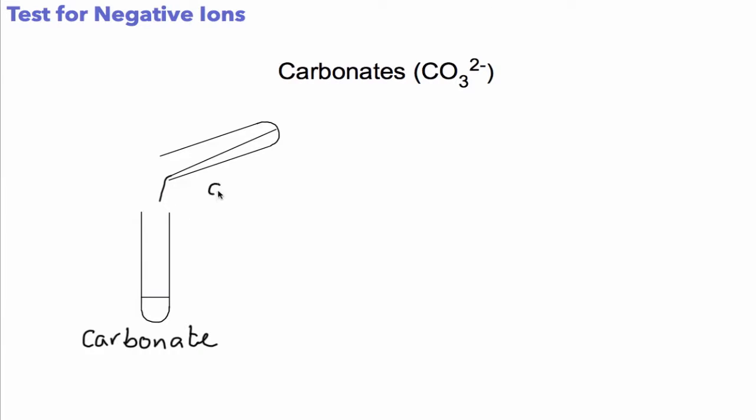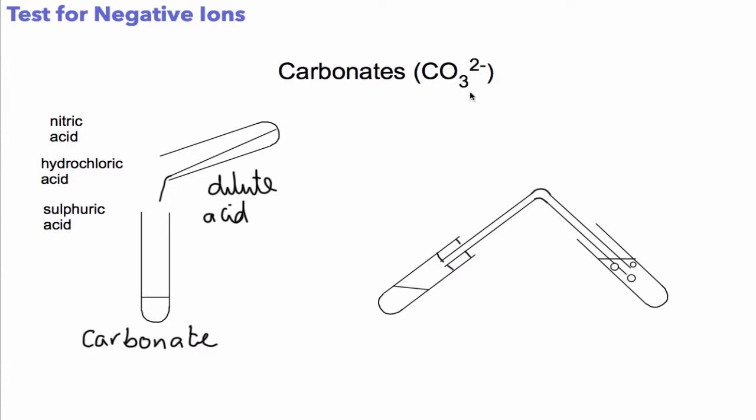We just add some dilute acid, and the ones we tend to work with are nitric acid, hydrochloric or sulfuric acid, but we just add some dilute acid to our carbonate and we should get a fizz if there is carbonate present. The fizz is the release of carbon dioxide, and we can test that simply by taking that gas and putting it through a tube through some lime water.